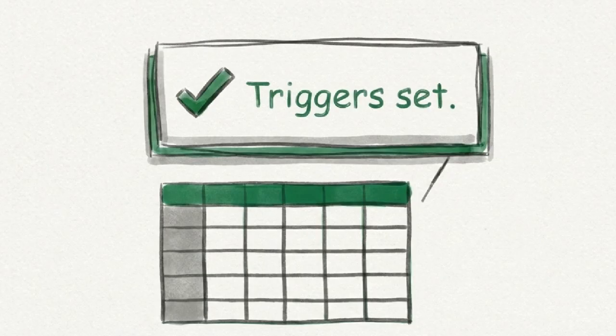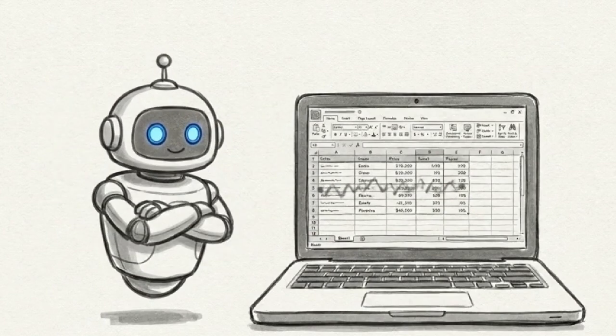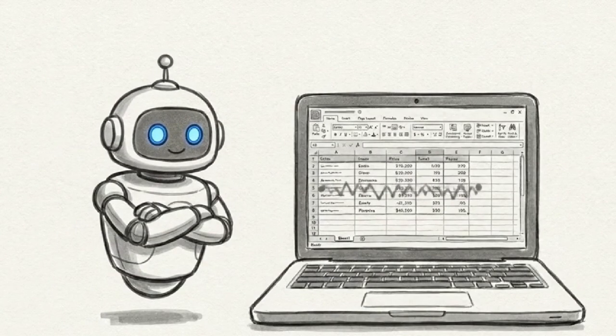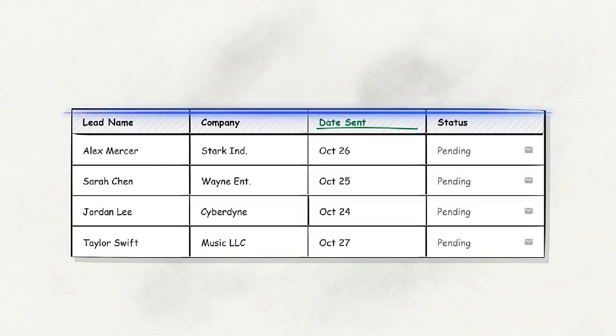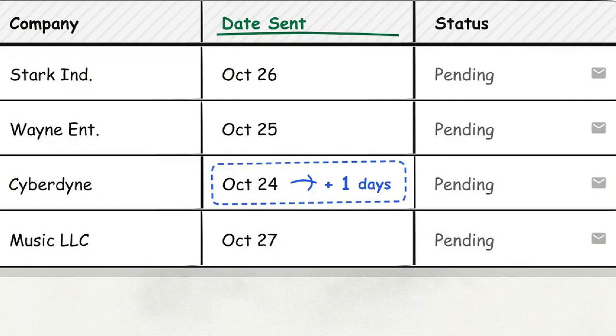Watch the bottom right corner of your screen. A small notification will pop up saying Trigger Set. That notification means your system is officially running on autopilot. You do not need to touch the back end ever again. From now on, your custom script silently scans your entire sheet every morning. It checks every single row against one strict rule.